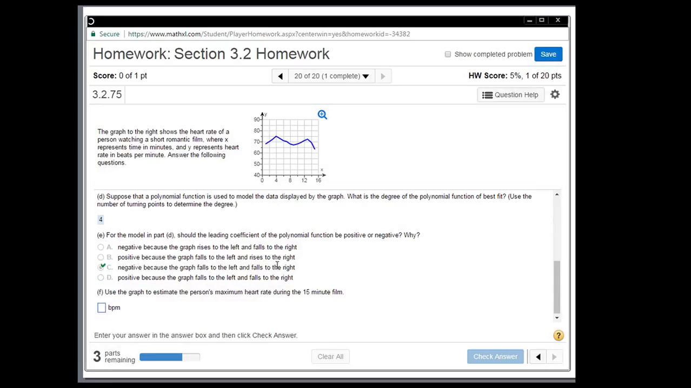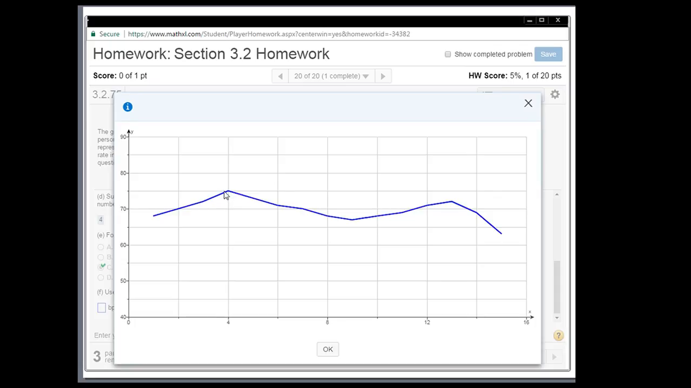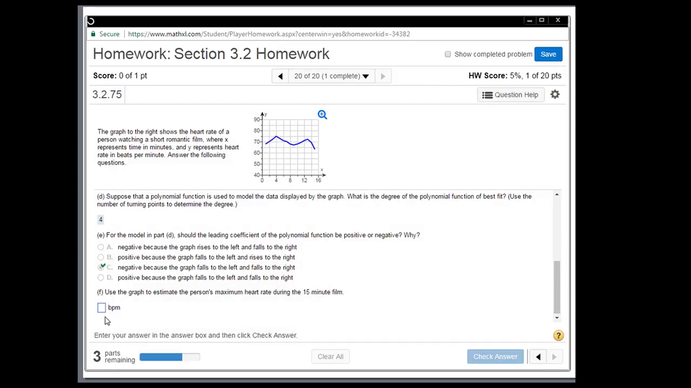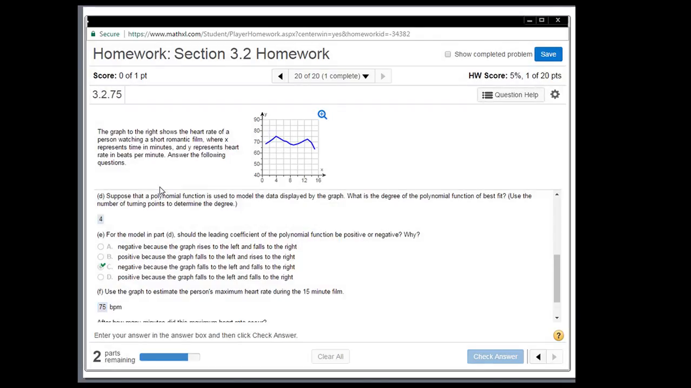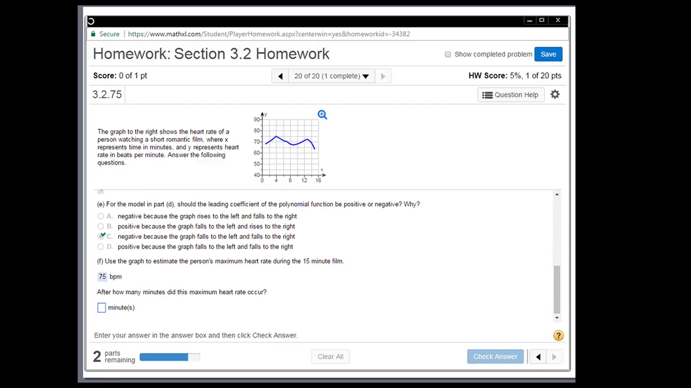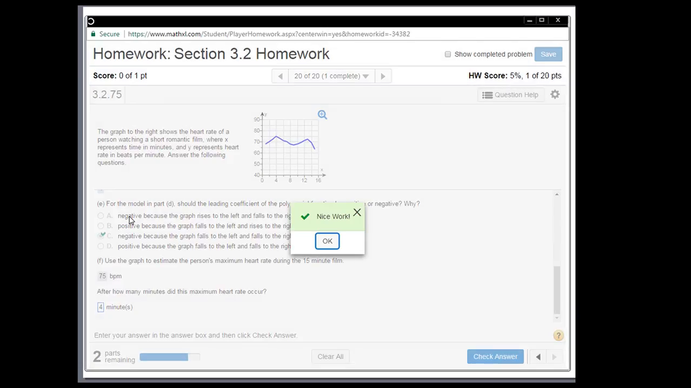leading order coefficient. And then we got to estimate the person's maximum heart rate. I think it's right here, in between 70 and 80, so 75. This is certainly lower than 75, so it's at that turning point, 75 beats per minute. All right, and then after how many minutes did the maximum occur? It was at 4. If you recall that, it was after 4 minutes.